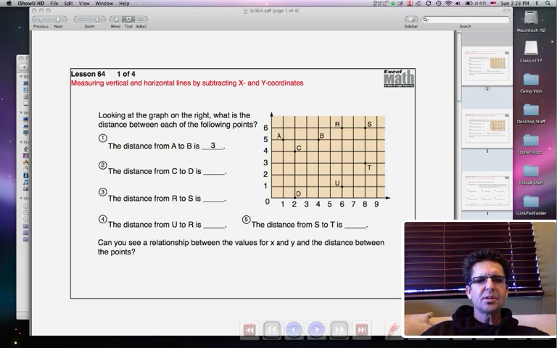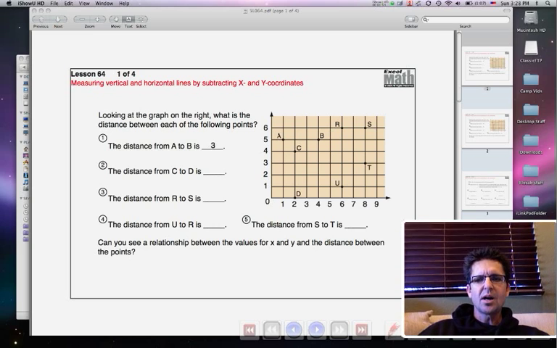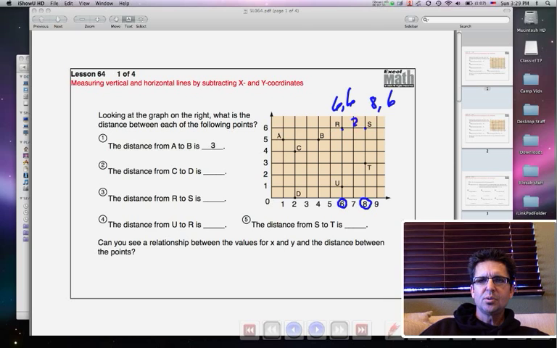All right, it asks, can you see a relationship between the values for x and y and the distance between the points? In other words, the distance from R to S is 2, and the x-coordinate for R is 6, and the x-coordinate for S is 8. R is at 6, 6, and S is at 8, 6. And notice that the distance is 2.